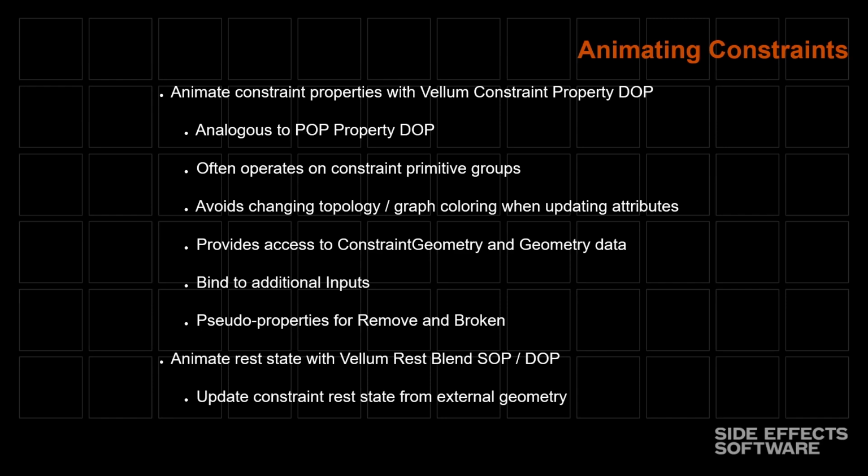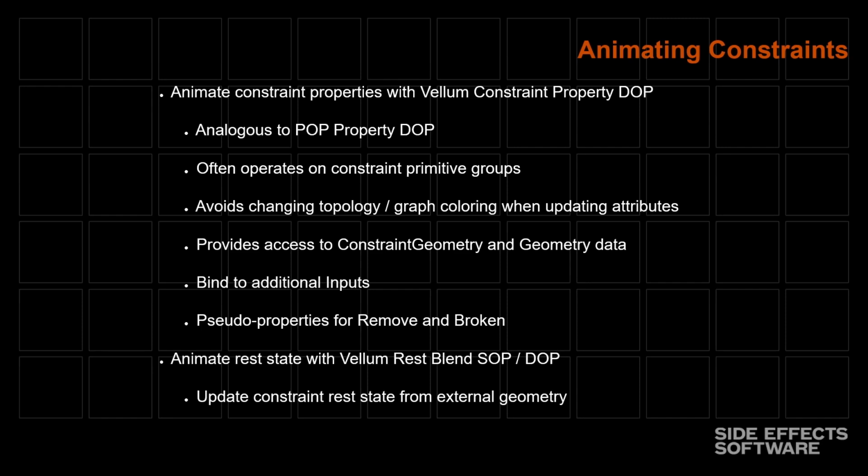Very often you're going to operate on specific primitive groups, constraint primitive groups. So if you create, say, a bunch of attached to geometry primitives, you might toggle on that output group option and call it attach or something. And then you'll actually update just those particular constraints from within DOPs with a particular Vellum constraint property. Doing it this way avoids changing the topology or redoing any graph coloring if all you're doing is updating attributes.